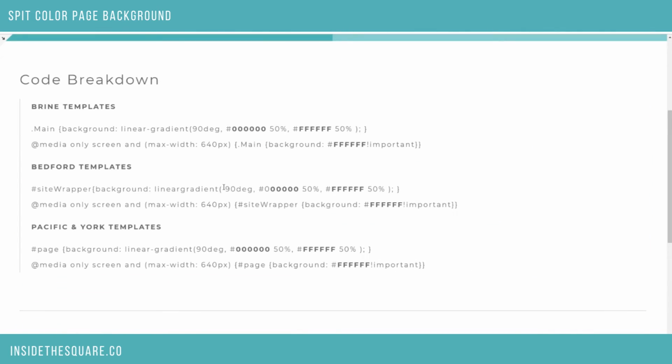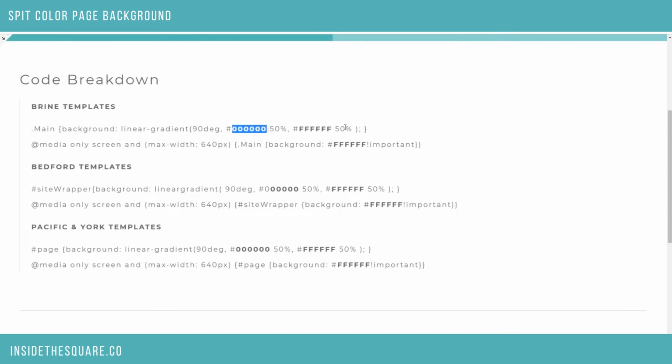Now on to the code breakdown. You'll see I've got two different lines here. The first line is identifying the part of the page we're going to be working with. And then here we're creating a linear gradient. This is saying at the 90-degree mark, we want to have this color take up half the page and this color take up the other half. Now this 6-digit character here, those represent the hex codes for the colors we're going to use. I have them in bold because I really want to highlight the fact that you can change those 6 characters to whatever color code you want to use.